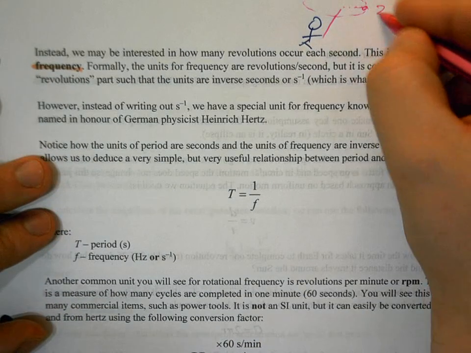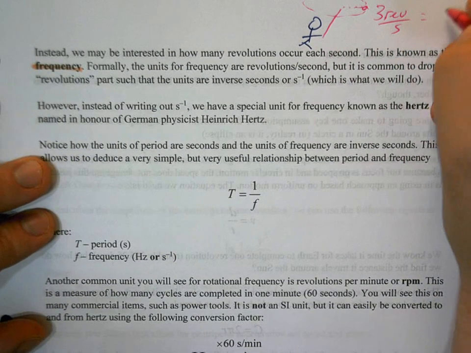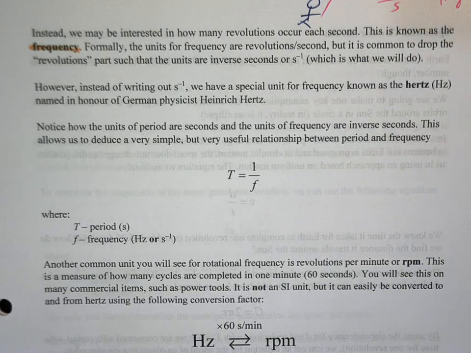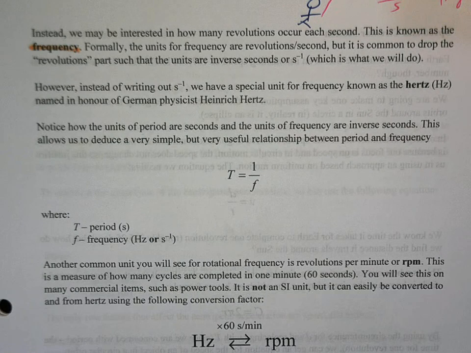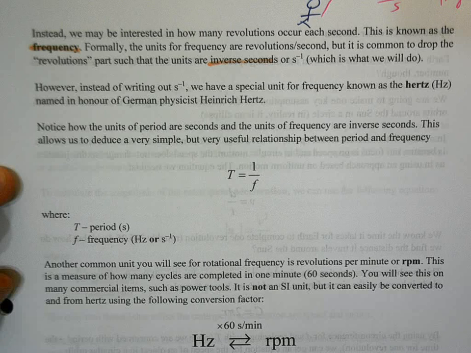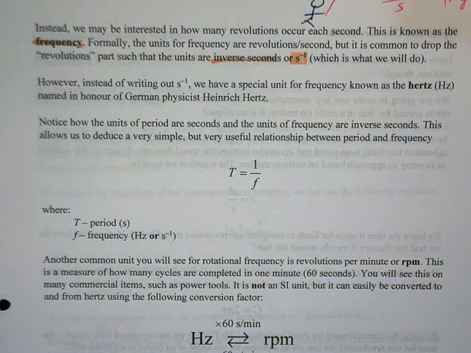If I said I had 3 revolutions per second, we'd say that that's the frequency. Because again, the frequency is a measure of how many complete revolutions we are having every single second. So for this, it has a special unit as well. It's this revolutions per second. But just like the period, we don't actually keep the revolutions. So the units for frequency are going to be inverse seconds, or we could say seconds to the -1.